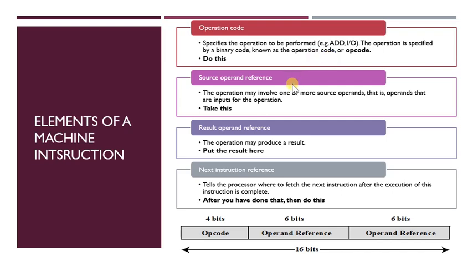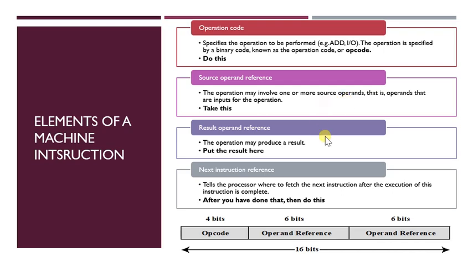The second element is the source operand reference. So the operation may involve one or more source operands. Operands that are inputs for the operation. So basically, operands are also known as a data. So the operand basically inputs for the operation. So basically, the machine instruction will take these operands to do some performance or to do some operation.